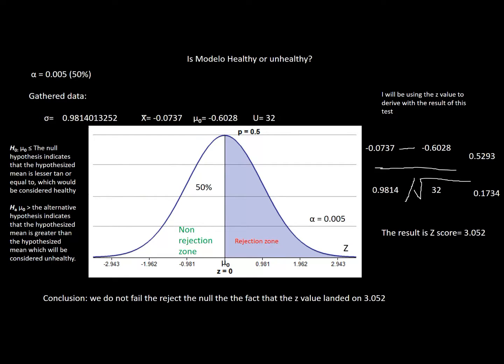Those are the things that you need in order to come up with the Z score, and once you do the formula, you come up with like 3.052, which is the Z score. And if you put it in the chart, even if the 0.005 is irrelevant, here we still have like 50-50, which means here is the zero, or the hypothesized mean, right? So if it goes to the right, the Z value.